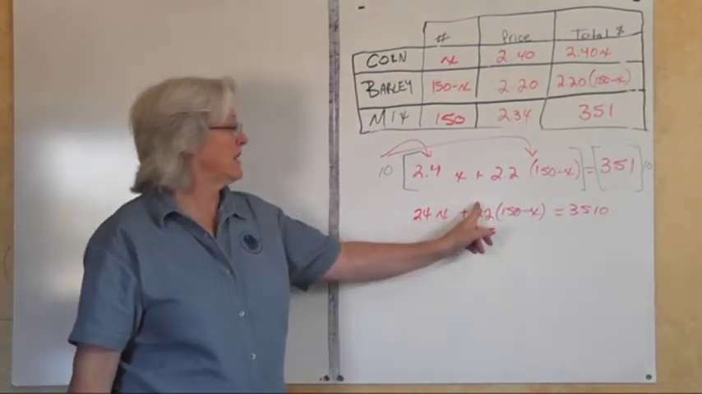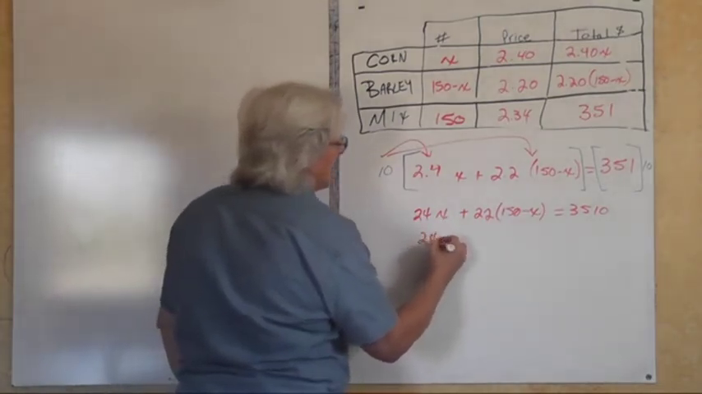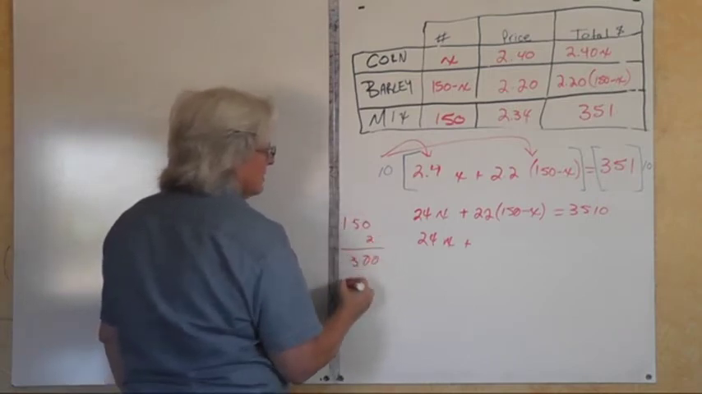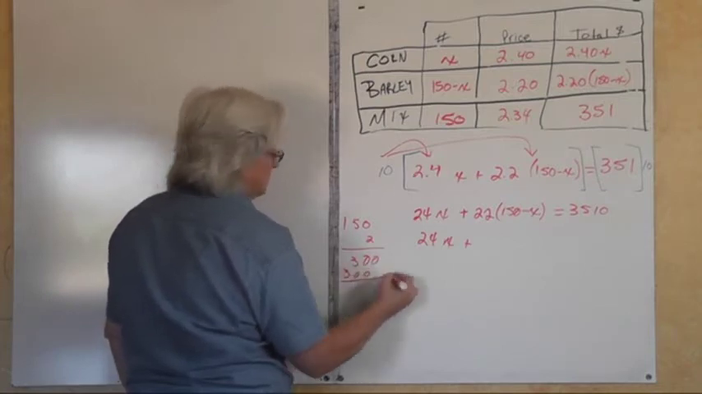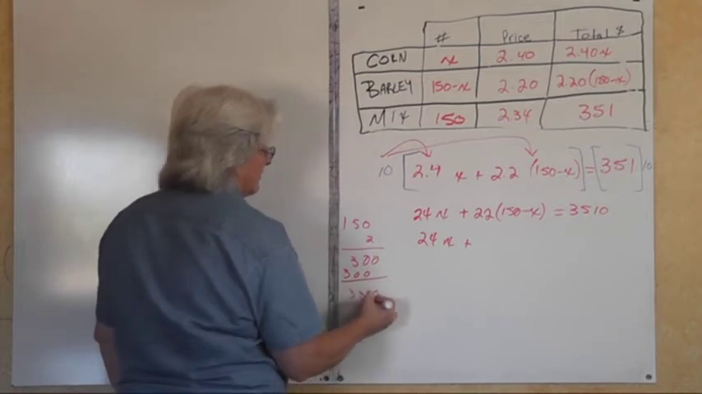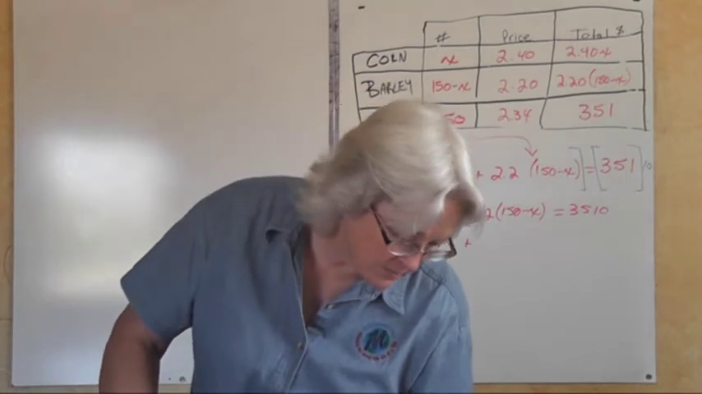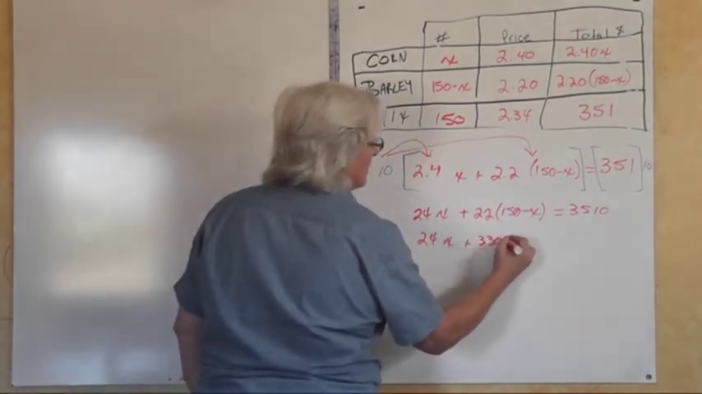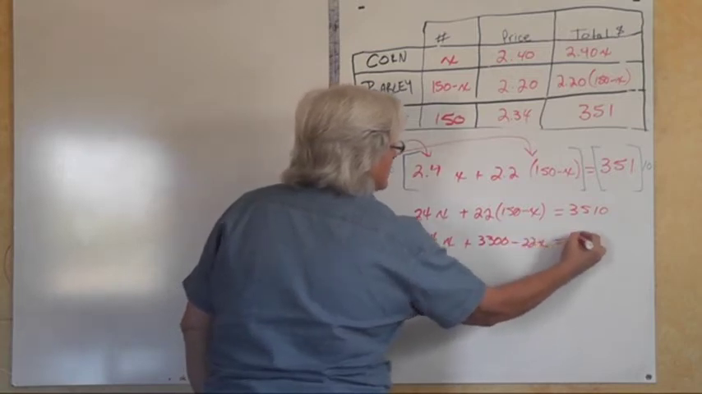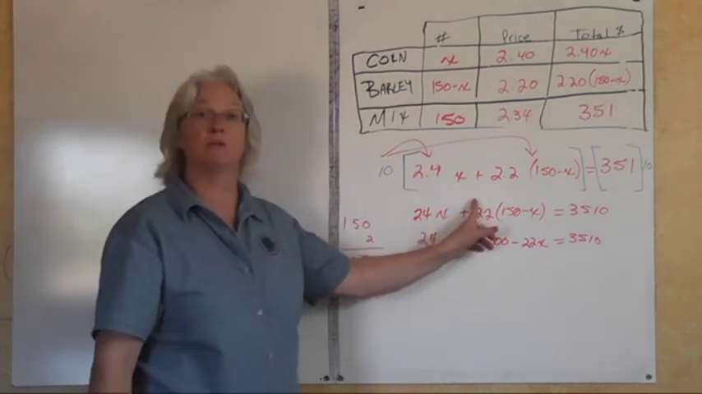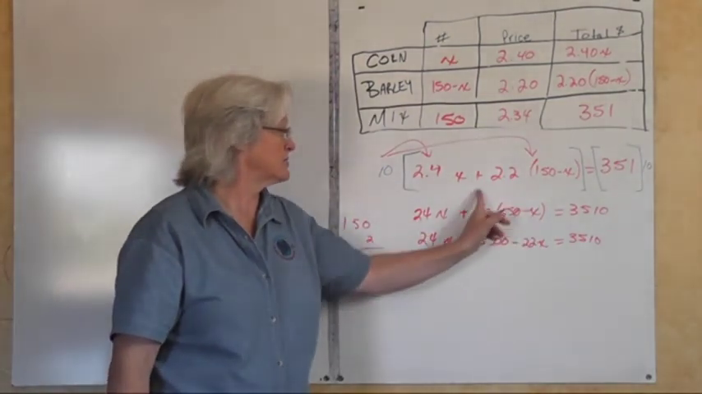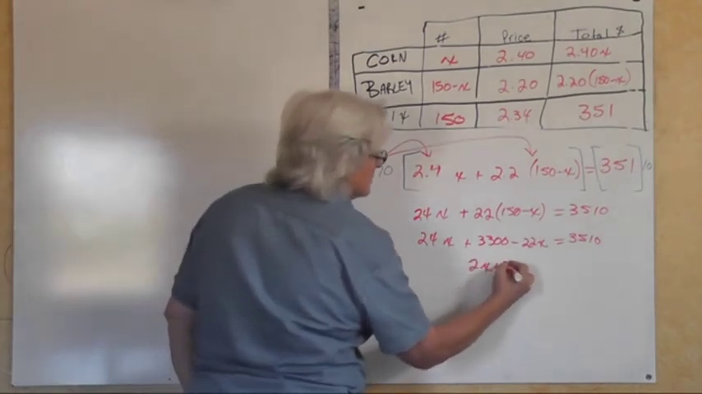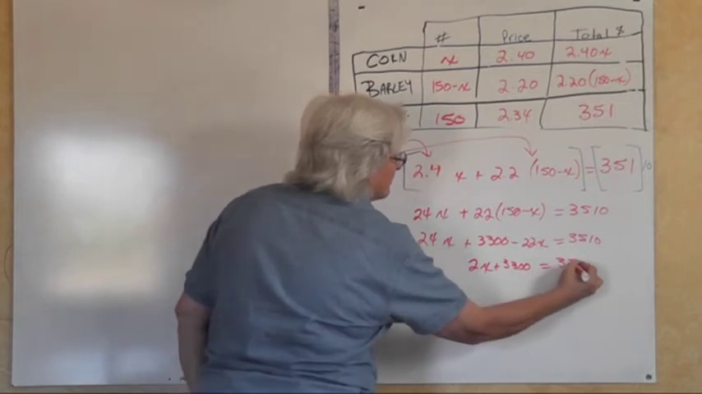by 10. Now we have to distribute again. We have 24x plus 22 times 150, hopefully I have 3,300. Let me check and make sure. Yes, I have 3,300. 22 times 150 is 3,300 minus 22x is equal to 3510. I distributed 22 times 150, minus 22 times the negative x is minus 22x. Combine like terms. 2x plus 3,300 is equal to 3510.